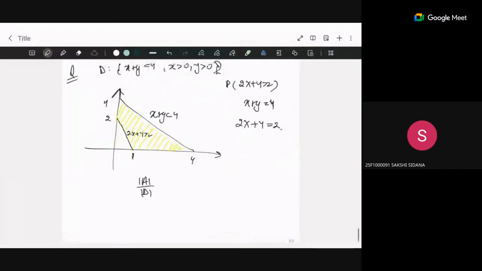Okay, so first of all, what is my D? It is actually the whole area, which is 1 by 2 into 4 into 4, which is equal to 8. So my f of x,y is actually what? 1 by 8.